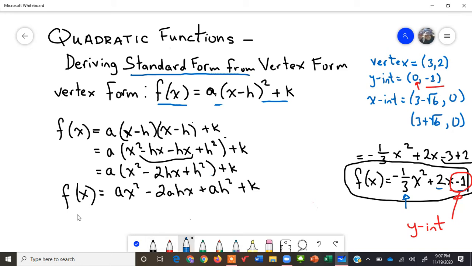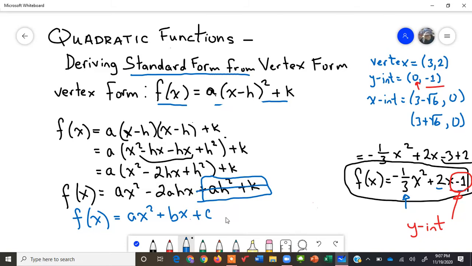And compare that with the standard form written as ax squared plus bx plus c. The constant term has no x in it. So this here, this ah squared plus k, all simplifies to a single constant we call c. But we don't care about that formula. What we're interested in is this right here. Notice that the coefficient of the x term, which is equivalent to b, is negative 2ah, where h is the x-coordinate of the vertex and the axis of symmetry.